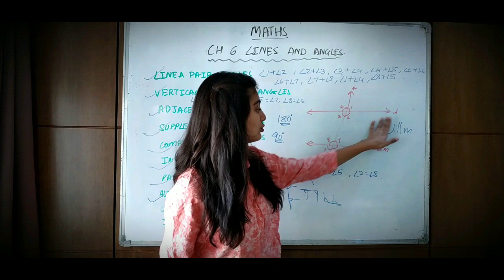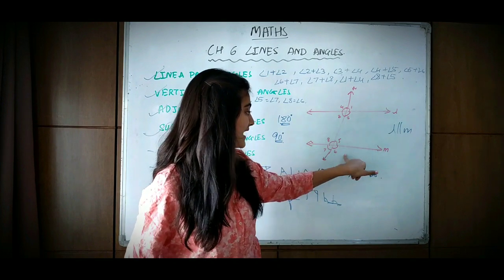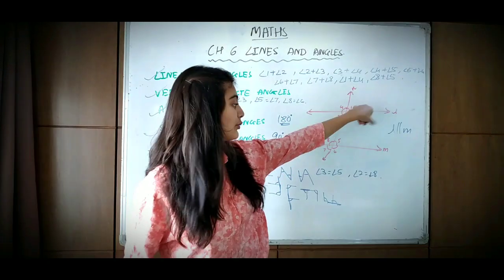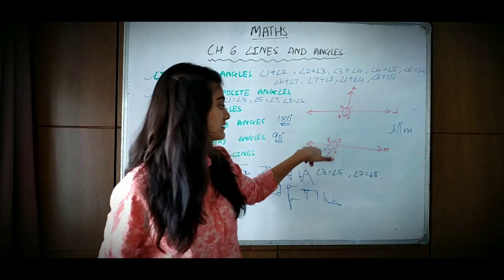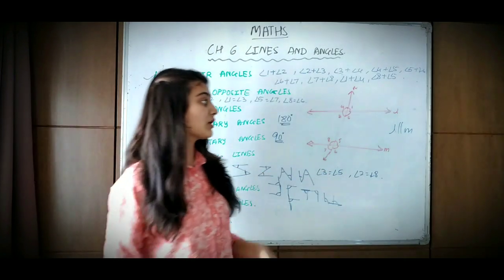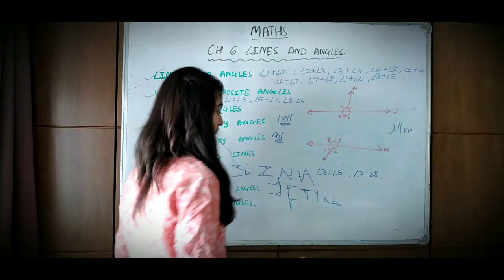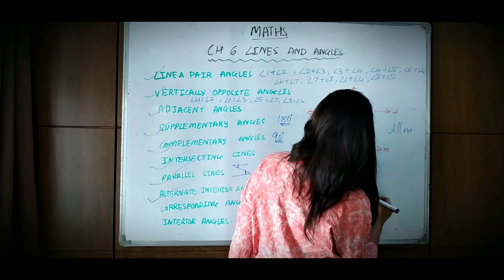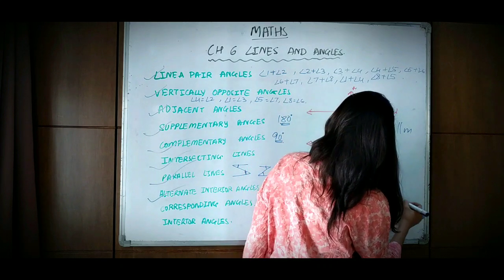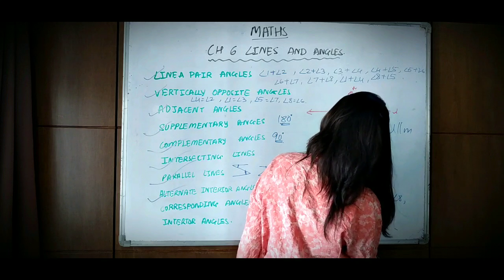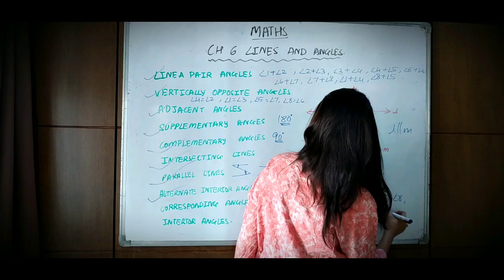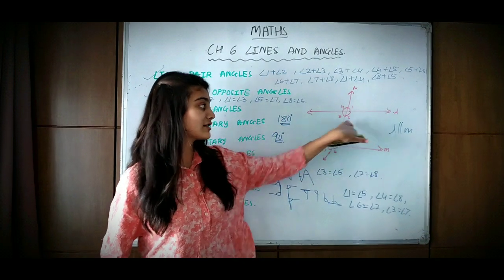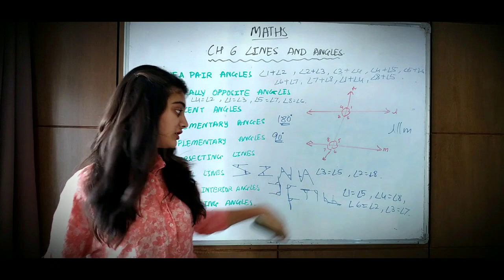If these two are parallel lines, then 2 and 6 are corresponding, 8 and 4 are corresponding, 1 and 5 are corresponding, 3 and 7 are corresponding, because they form an F. So angle 1 is equal to angle 5, angle 4 is equal to angle 8, angle 6 is equal to angle 2, and angle 3 is equal to angle 7. So these are 4 kinds of corresponding angles present over here.